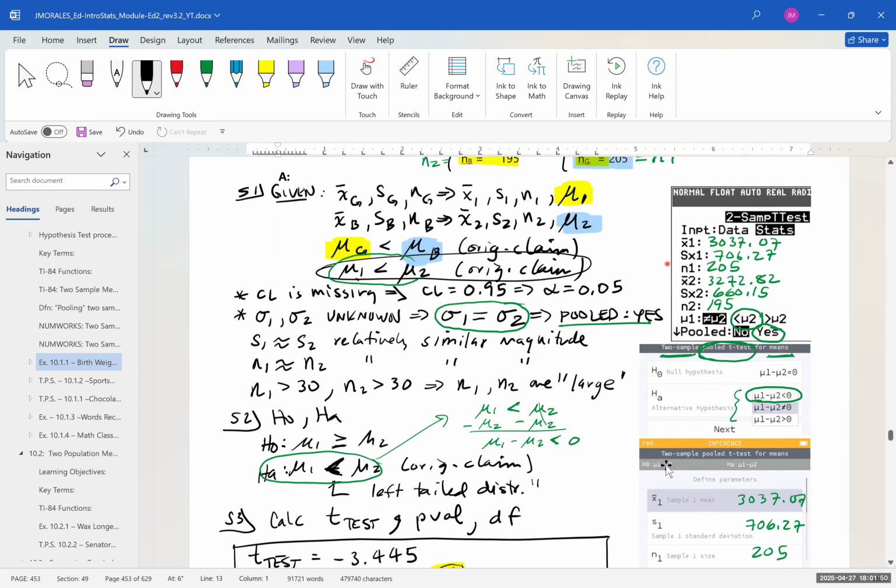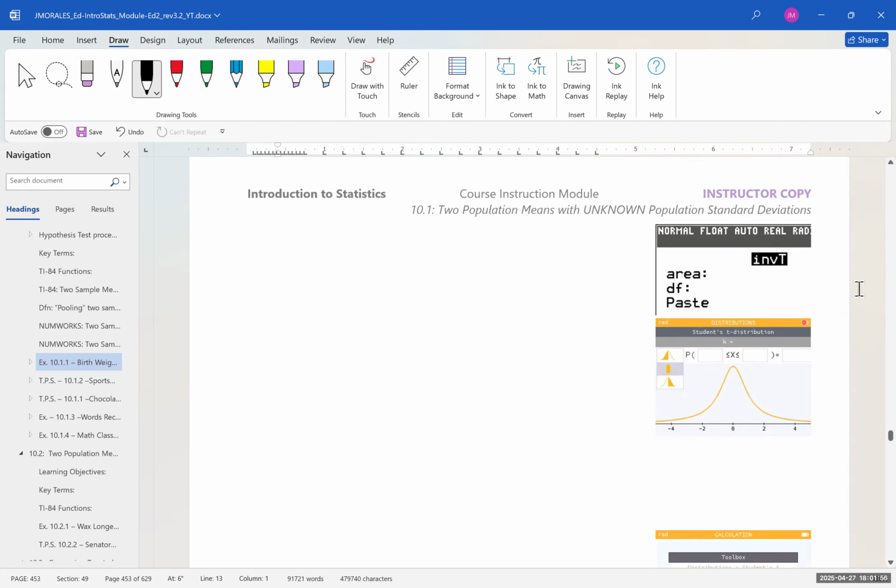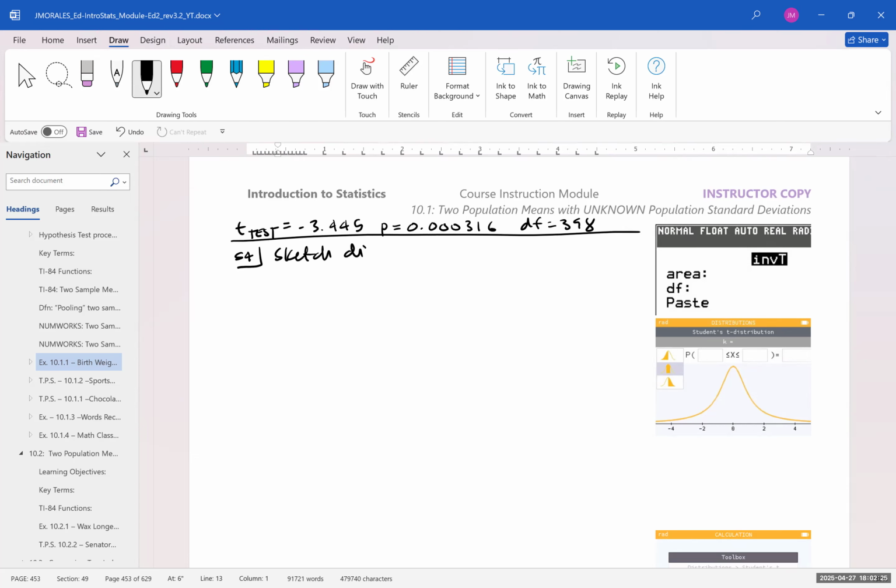So we got these values with both calculators. Let's move on to step 4. Before we move on to step 4, I am going to go ahead and write our t-test statistic, which was negative 0.3445. The p-value, which was 0.123316, and our degrees of freedom was 398. Step 4 is to sketch our distribution and calculate our t critical value.